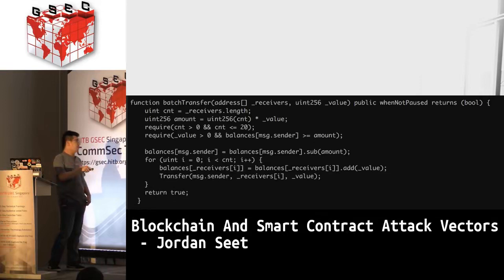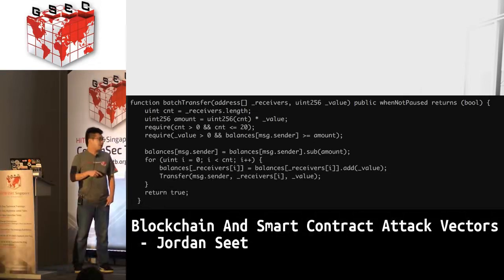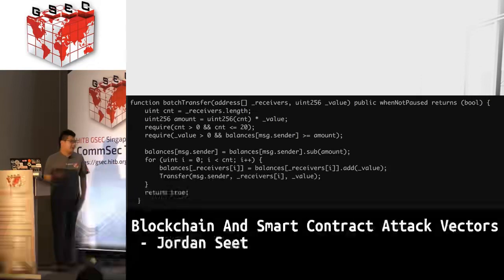Then we require the value must be more than 0, so that we cannot send $0. And the balances of the message sender. So this means that the person calling this function must have an account balance that is greater than the amount it's trying to send out. The rest of it is really just the code to execute the transfer.